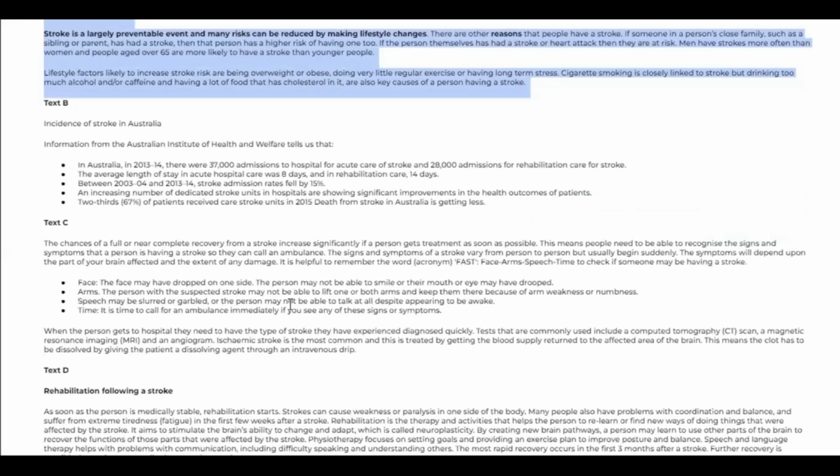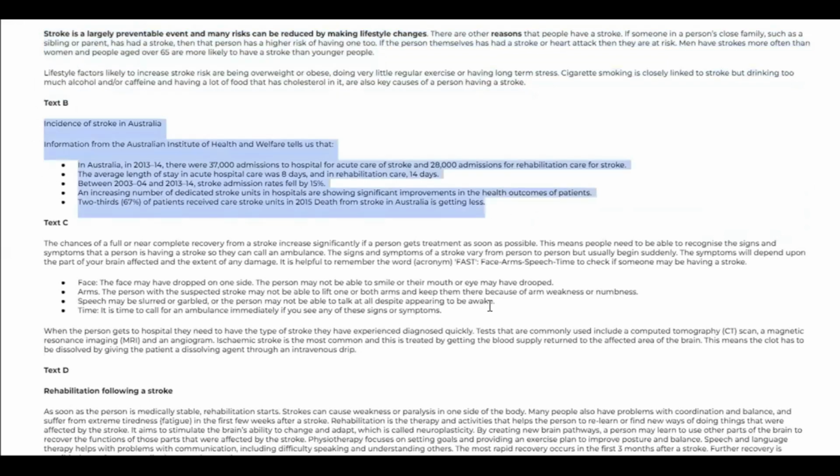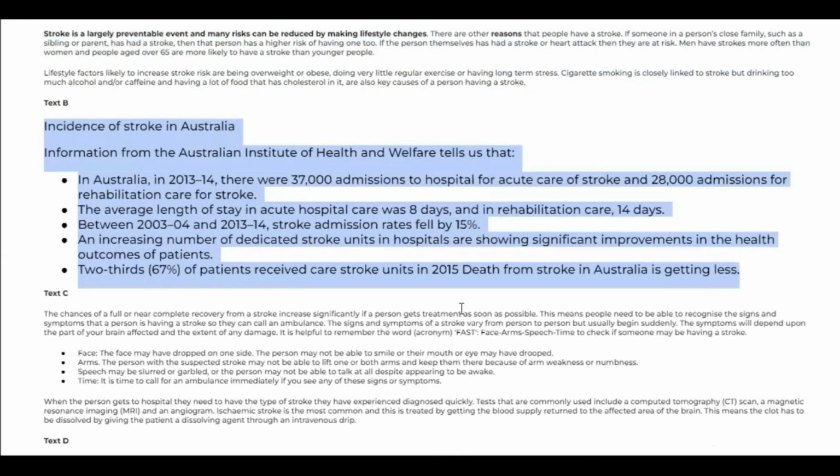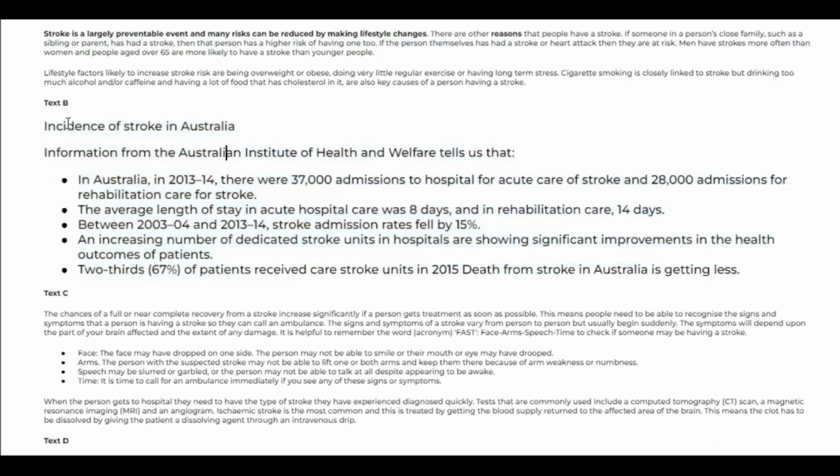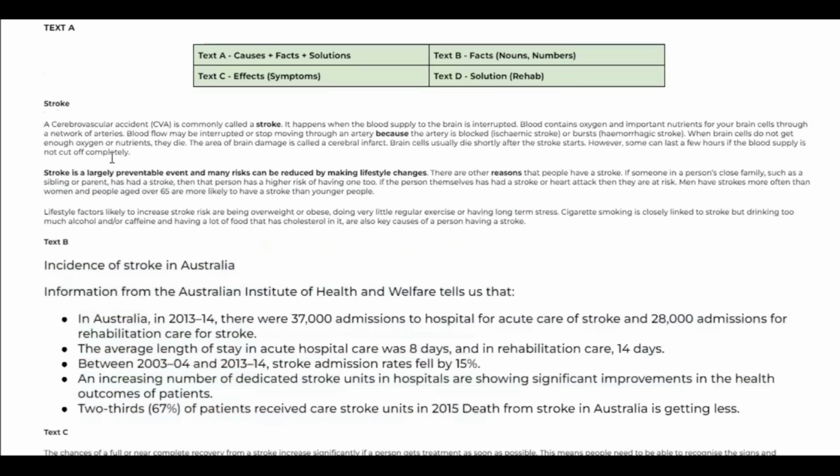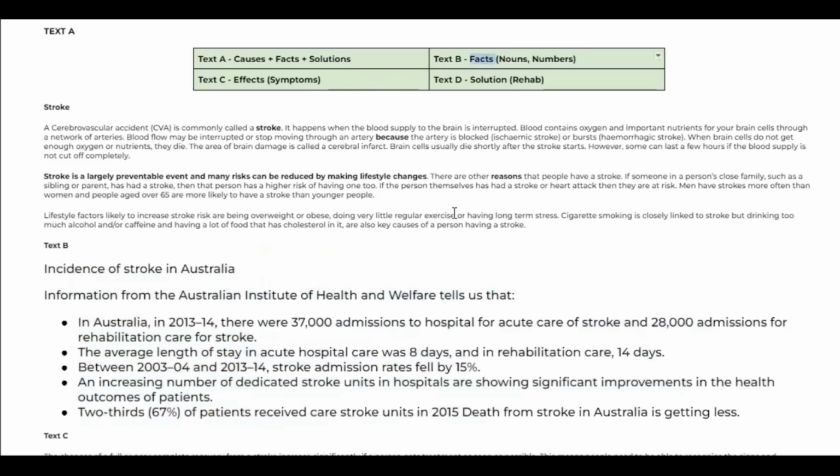Okay, come to the second one. Please open text number B. There you can see one graph also is there, the incidence of stroke in Australia. So this is completely, the second one, text B, is facts.